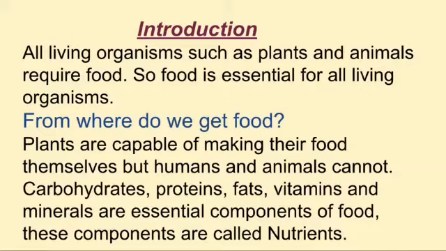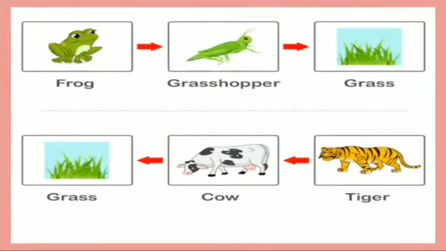For better understanding, let's take one more example of eating habits. Here you can see the frog, grasshopper and grass. The frog will eat the grasshopper and the grasshopper will eat the grass. Here the tiger will eat the cow and the cow will eat the grass. So these are all interconnected to each other. Let's discuss more about where the plant gets its food.